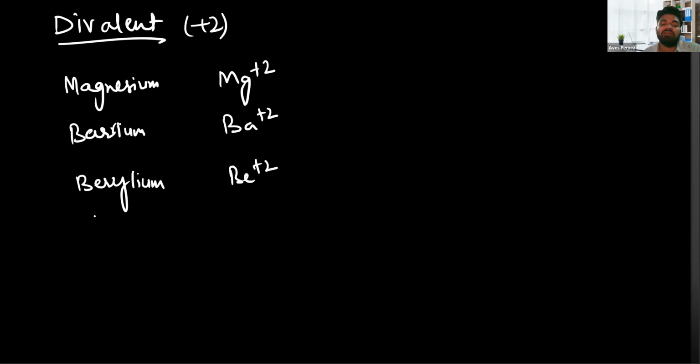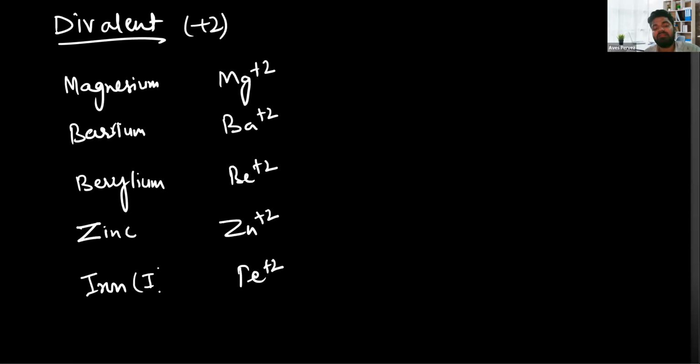Aluminum is not divalent. The next one is zinc. That is Zn2 positive. After zinc we have iron. Iron is Fe2 positive. When iron is asked, we write 2 there. Iron has 2 types of valencies. One is +2, another one is 3. This is Fe3 positive.